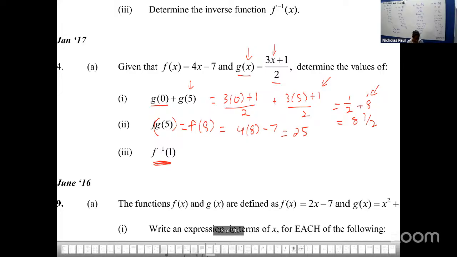Next step. So here we have something to make y the subject. So you have 4y minus 7. Just switch them around so we can make y the subject. What do you do first? That becomes plus 7. What do you do next? Divide by 4. So now you know f inverse of x is x plus 7 over 4.